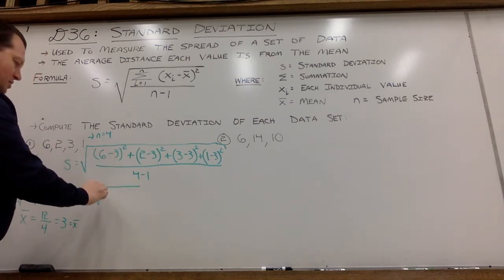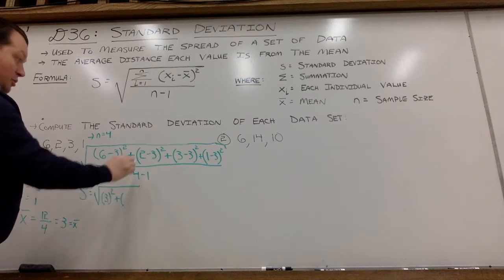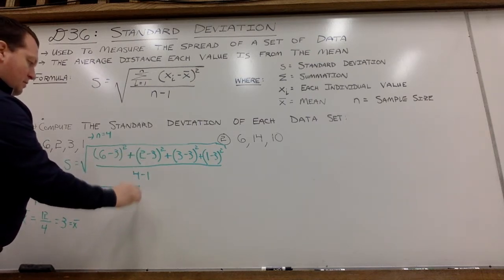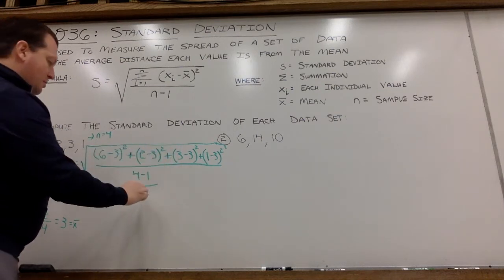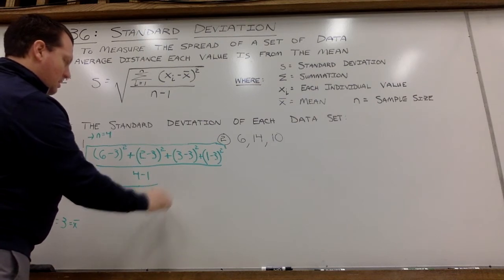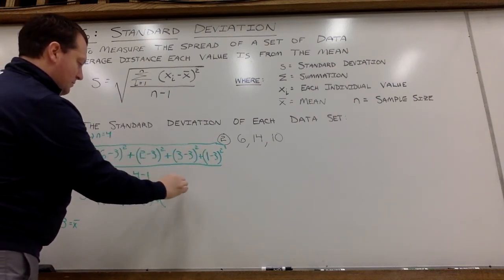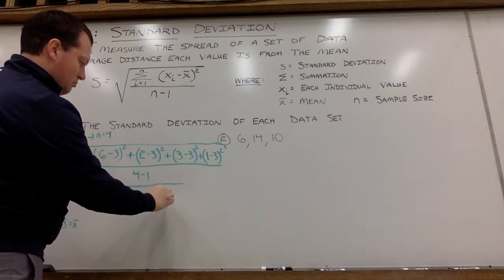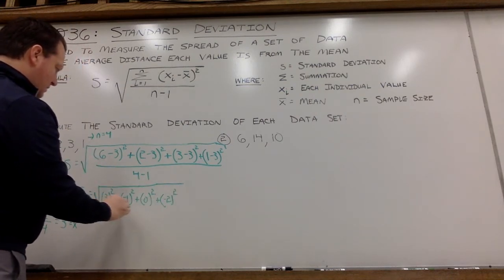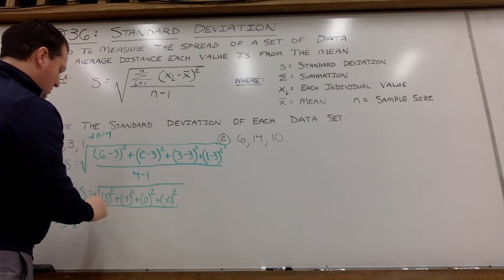6 minus 3 is 3. I'll square that. 2 minus 3, negative 1. I'll square that. 3 minus 3 is 0. I'll square that. And then 1 minus 3 is negative 2. Negative 2 squared. And again, this is all over.